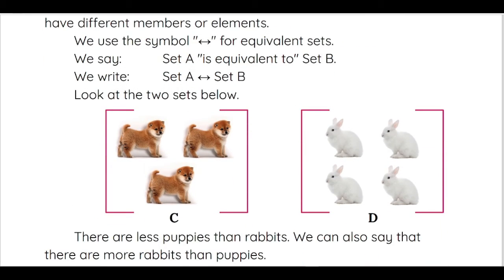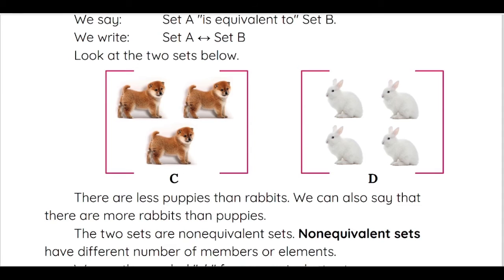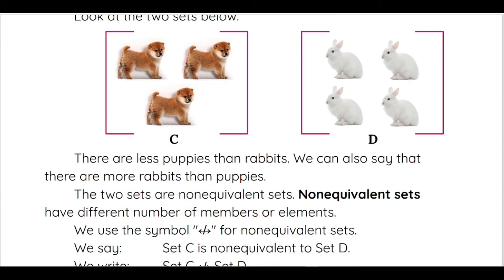Look at the 2 sets below. As you can see, there are 3 pups and there are 4 bunnies. And there are fewer puppies than rabbits. We can also say that there are more rabbits than puppies. Now, what do you call this set? This set is non-equivalent sets.